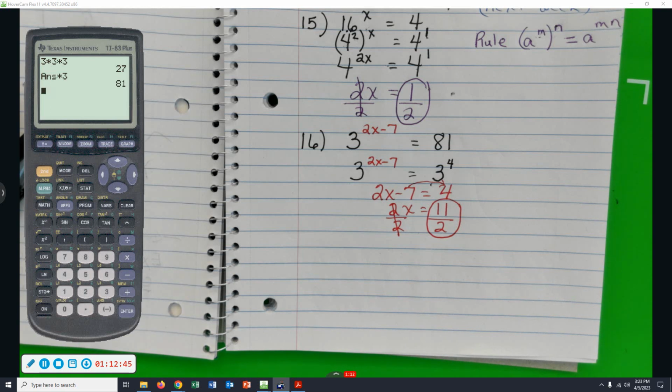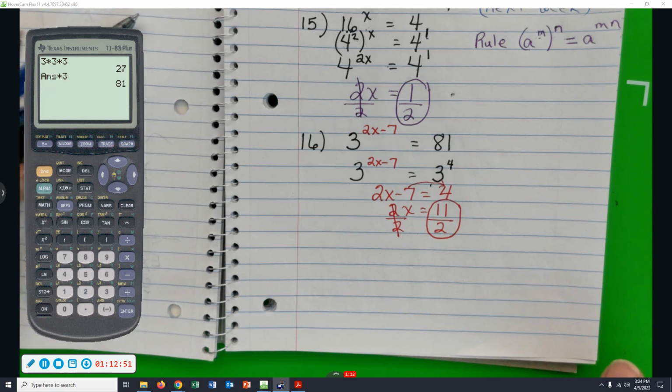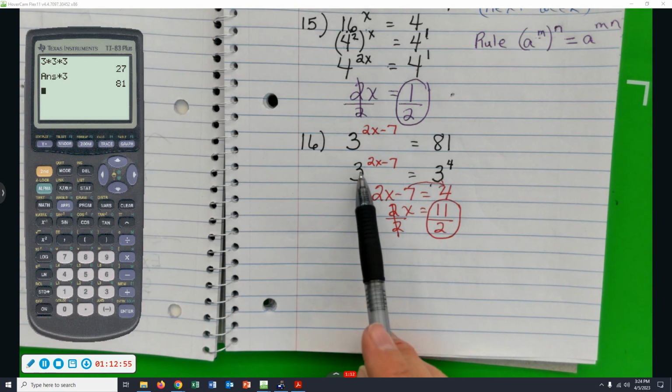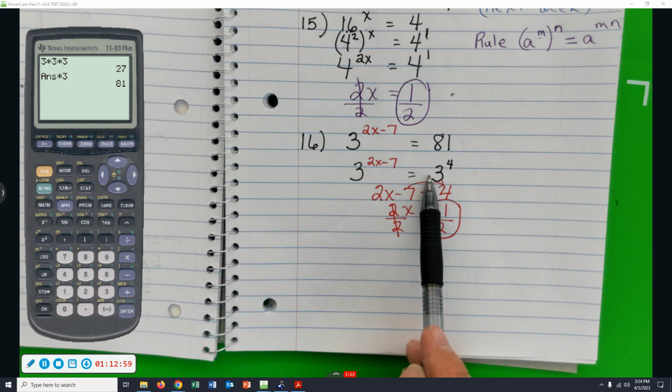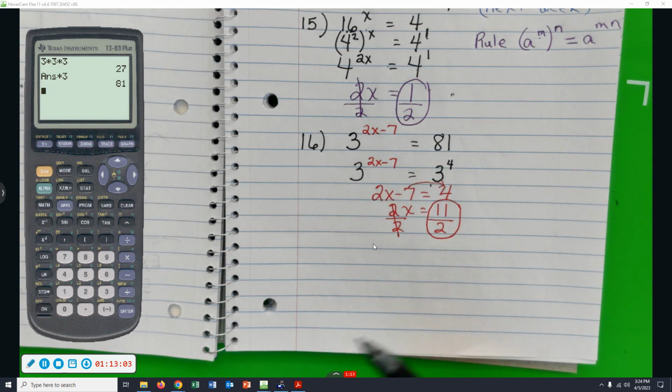But it has to have a common base. Forget about the 3s. Once you have both sides with the same base, you're through with the bases. If the bases are equal, the exponents have to be equal. Okay?